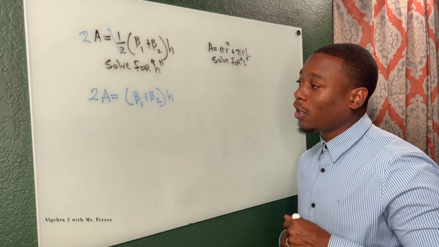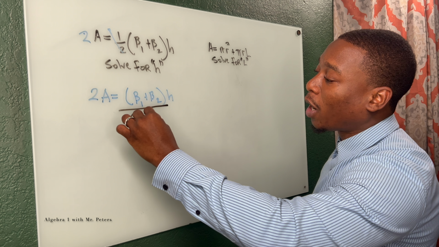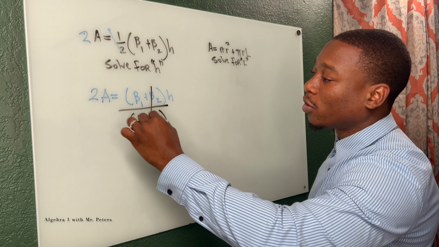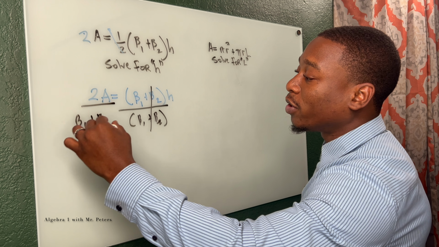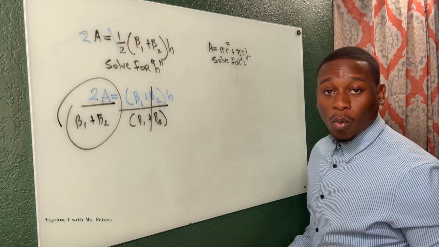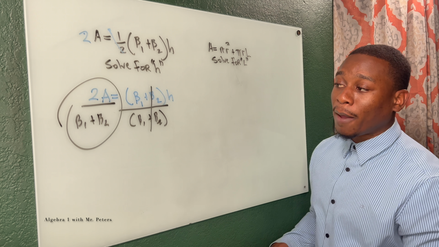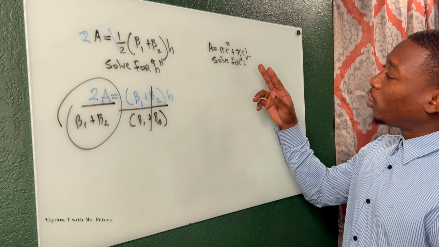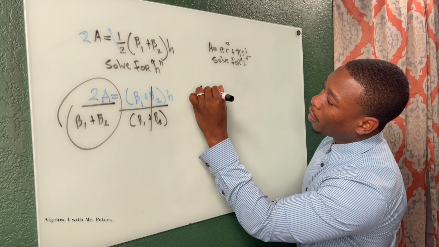So in my next step, since we're multiplying h by this, we're going to divide by what's in the parentheses, the whole entire thing, right? Cancels out there. We do the same thing on the other side. So when we're talking about what h equals to, h is equal to 2 times a divided by b1 plus b2, all right?